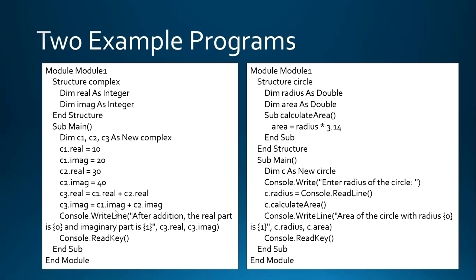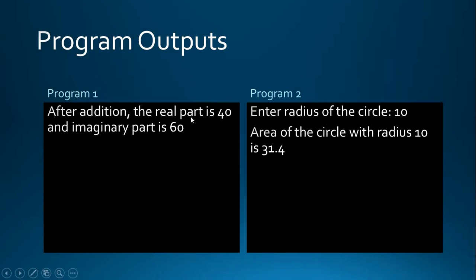So what will be the output, or what will be the value here? The real part of your C3.real, right? So what is the value of C3.real? This is C1.real plus C2.real, that is 10 plus 30, so this should be 40. Similarly, C3.imaginary is C1.imaginary plus C2.imaginary, that is 20 plus 40, that is 60. So in the program output you will see that after addition the real part is 40 and the imaginary part is 60.